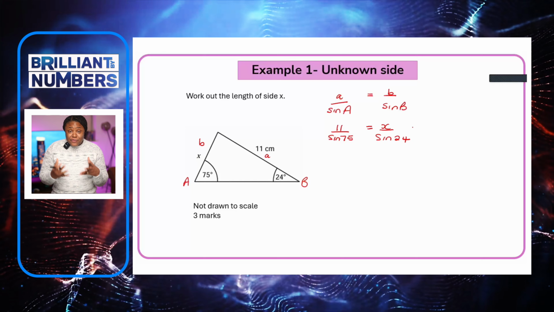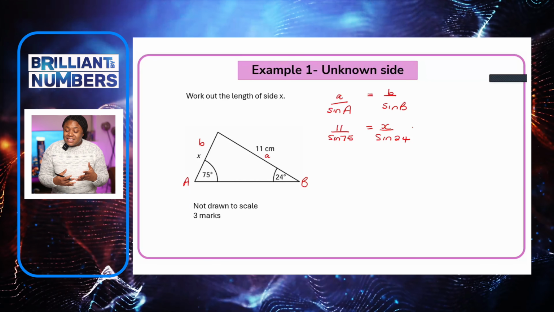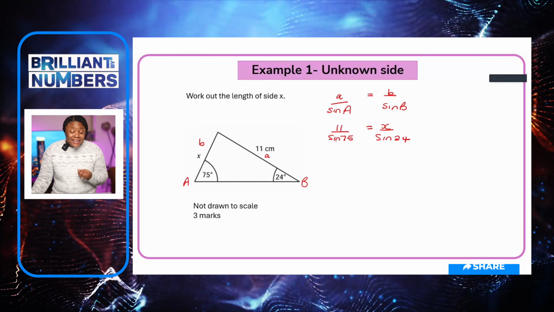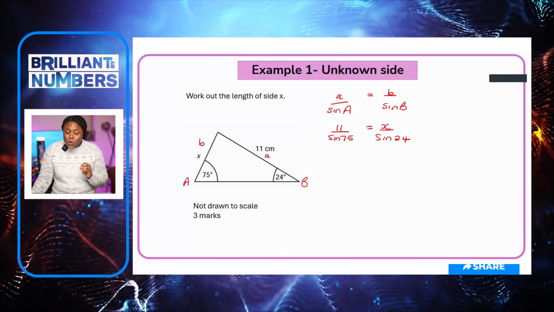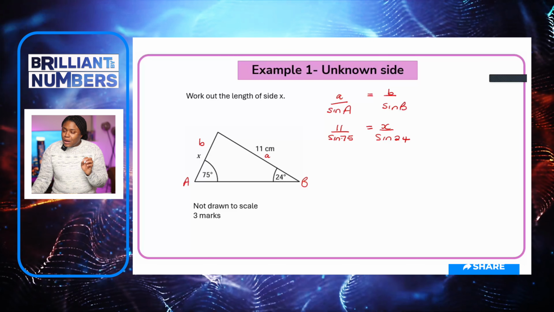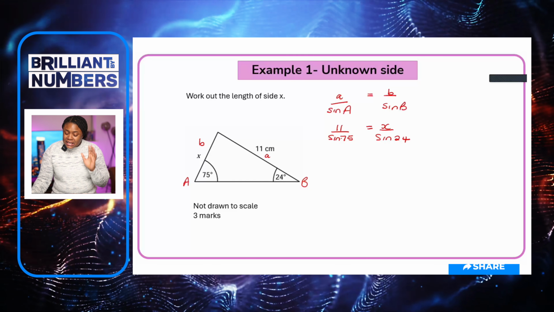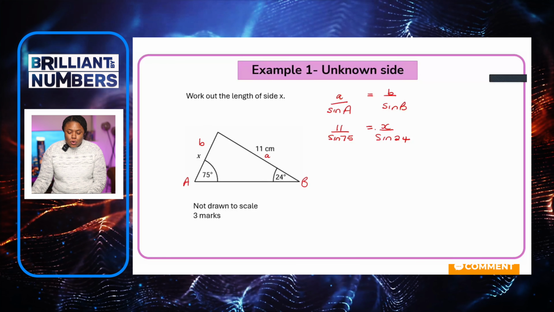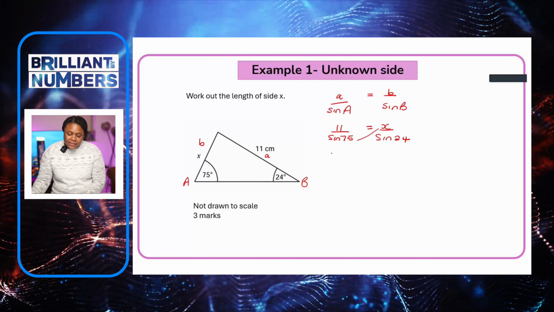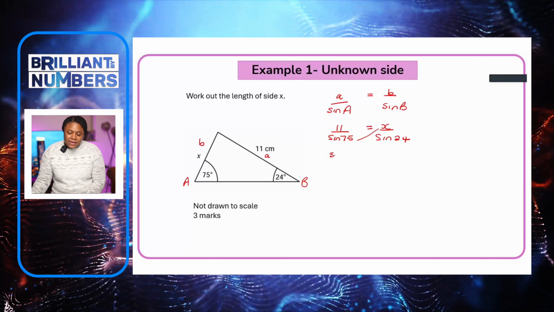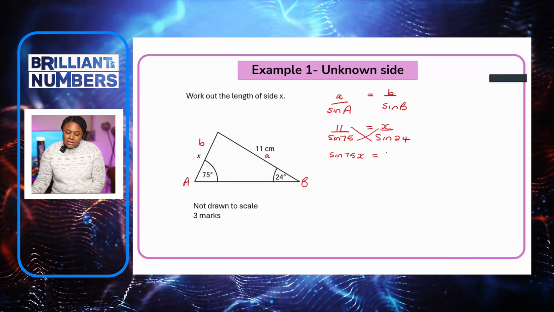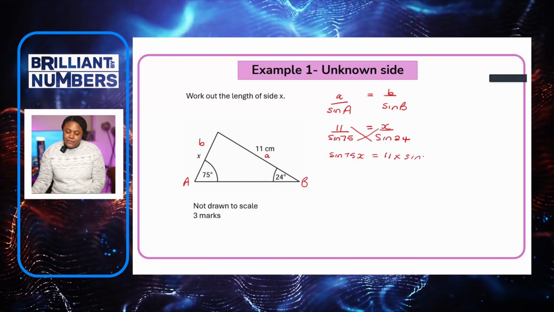Now that we've set up our formula, what we need to do is rearrange this to make x the subject of the formula. If you're not strong at rearranging formulae, I would suggest that you watch the video that I've got on the channel about rearranging formulae, and that will solidify your skills to access questions like these. So we're going to now cross multiply. x times sine 75, we're going to write that as sine 75 x. So sine 75 x is equal to 11 times sine 24.